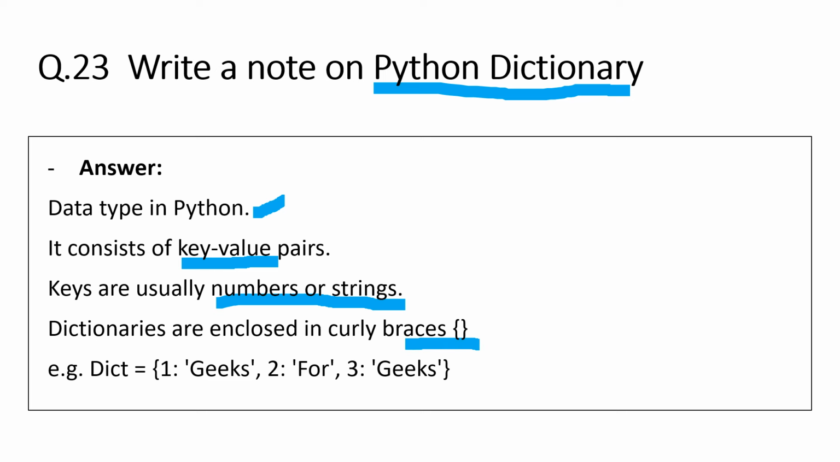An example is dict equals, this is the example given where we can observe key and value pairs, and these key value pairs will be printed. It is enclosed in curly braces. Keys and values are separated by a colon. If you observe example 1, a colon is given, so between key and value there is a colon.